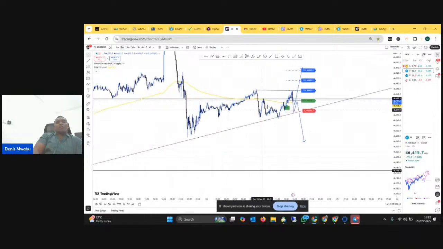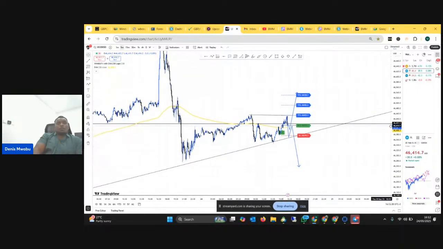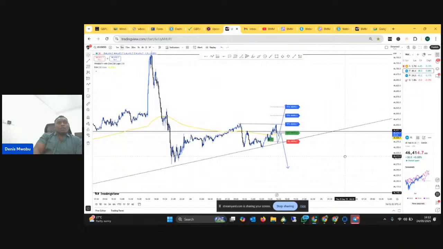Which I kind of feel like we're going to be having, a drop, because you can see we had this push all the way. After we had that push, we had this as a correction.